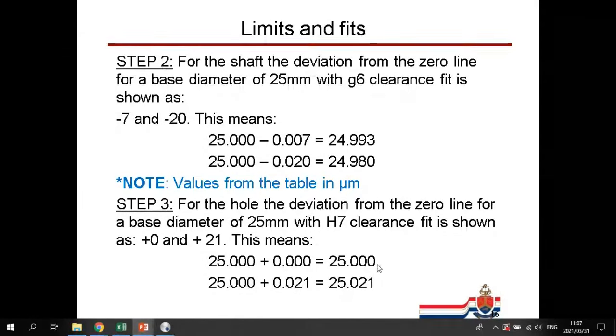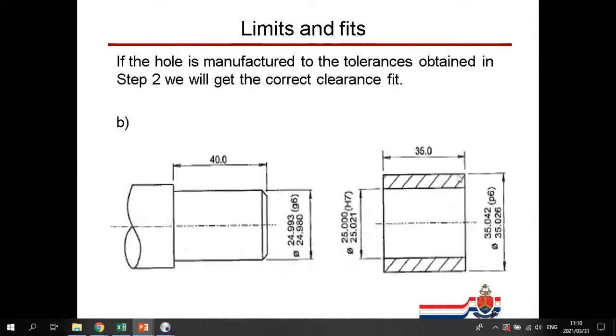So now you can see any hole that comes from this process, the person manufacturing it must ensure that the hole lies between these two values. If it is outside of those values, then that part isn't made according to the drawing. So these are the values that we then obtained for the hole and for the shaft. Then you show it on a drawing.